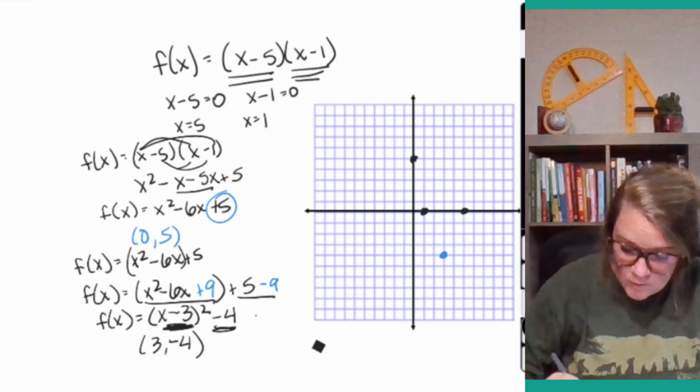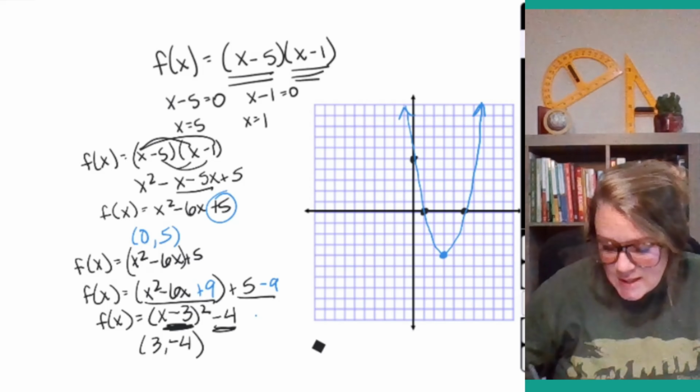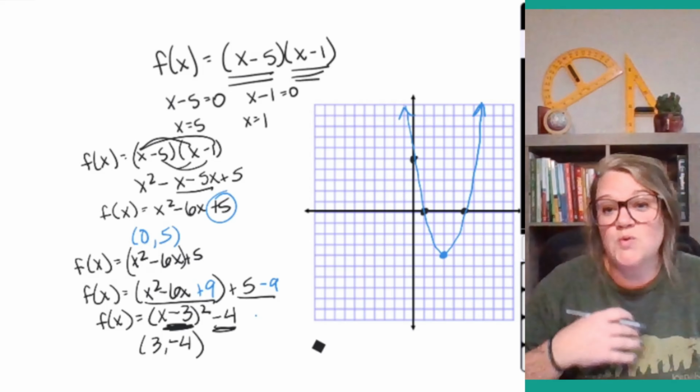This curve is going to go down. It's going to change directions at the vertex. It's going to go right back up. There is my parabola.